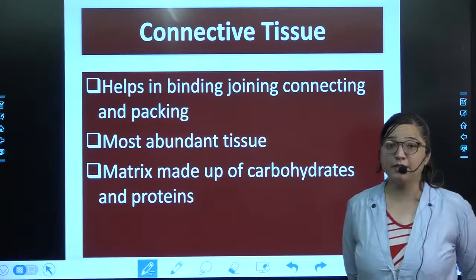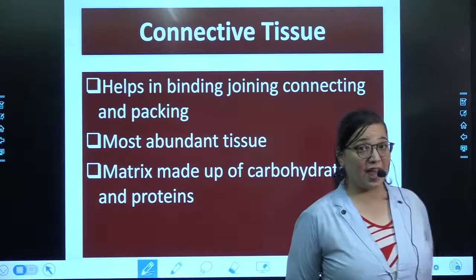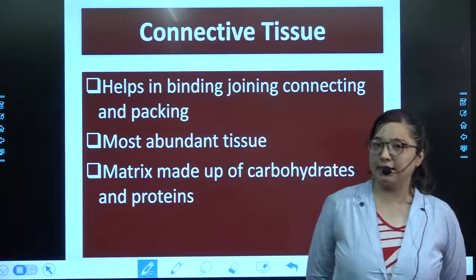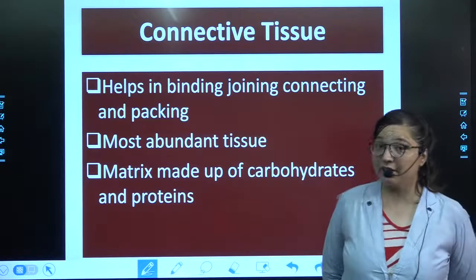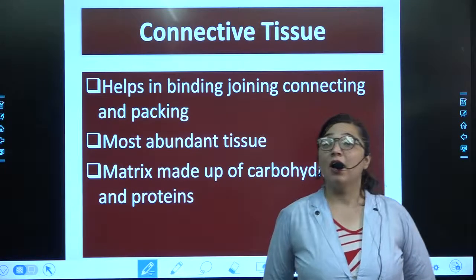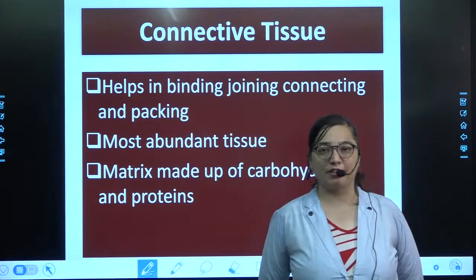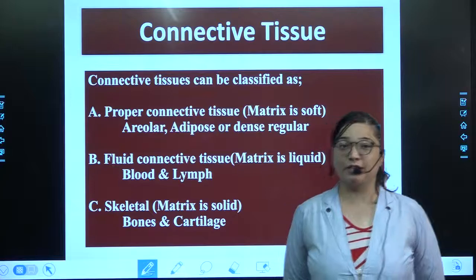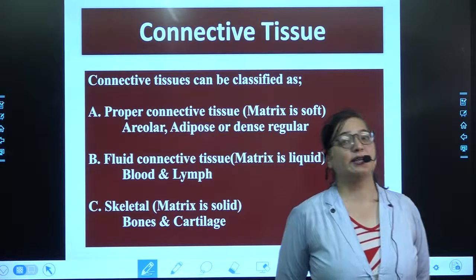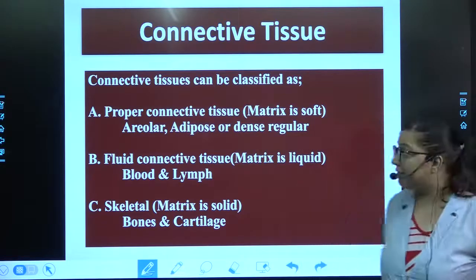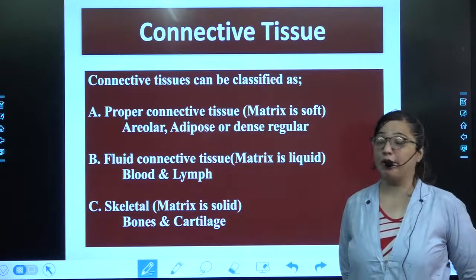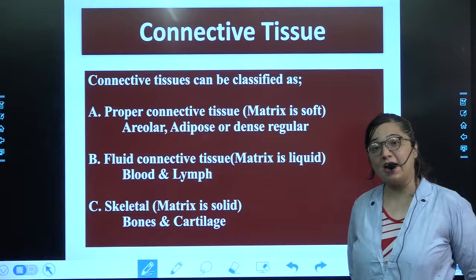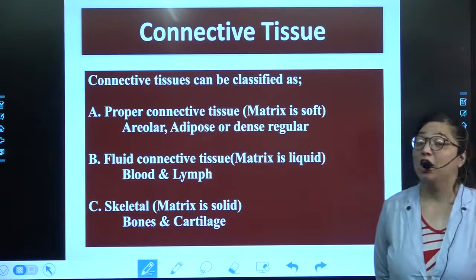Some important points regarding the connective tissue. Once again, which are those important points? Helps in packaging, binding. Then it is the most abundant tissue. And what is the matrix made up of? It is made up of proteins and carbohydrates. Next is 3 types of connective tissue: proper connective tissue, fluid connective tissue, and skeletal. In proper you are having areolar, adipose, or dense, while in fluid you are having blood and lymph. Skeletal has bone and cartilage. Note it quickly.